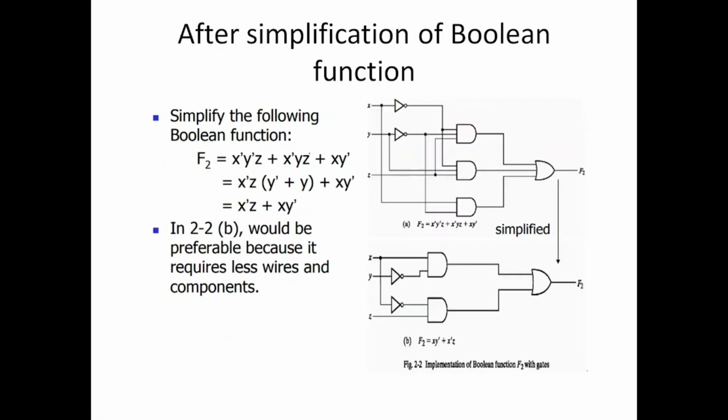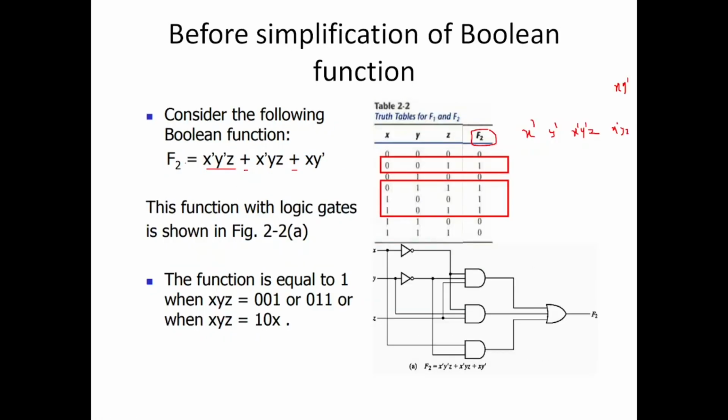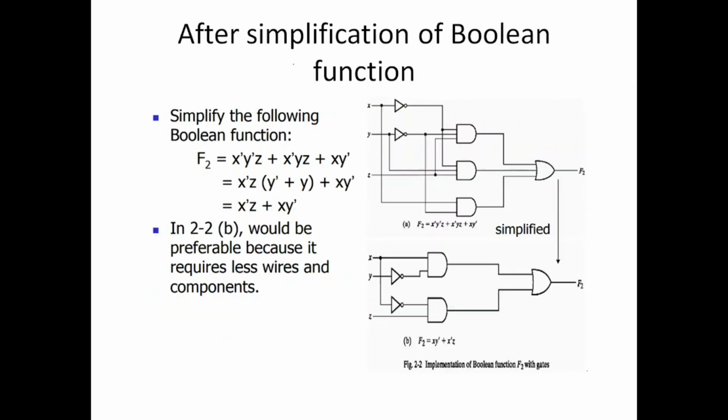Next, this part is before simplification of the Boolean function. So this is the Boolean function we are considering. For this Boolean function we have derived the truth table and also drawn the circuit diagram, right? So this is before simplification. Next, what are we getting after simplification of that Boolean function?